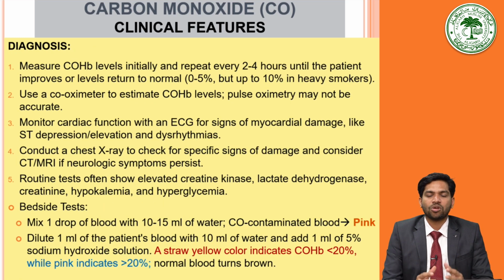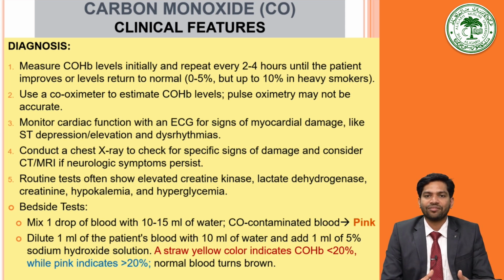Then to make the diagnosis of carbon monoxide toxicity, carboxyhemoglobin levels shall initially be measured and repeated every 2 to 4 hours until the patient improves or the level returns to normal. In a healthy normal individual, up to 5% carboxyhemoglobin is considered normal, whereas in a smoker, up to 10% is considered the normal range. So when interpreting the results of the carboxyhemoglobin level, this shall be kept in mind. The carboxyhemoglobin level is measured using a co-oximeter.